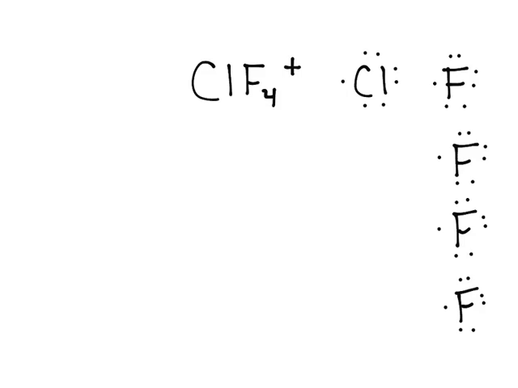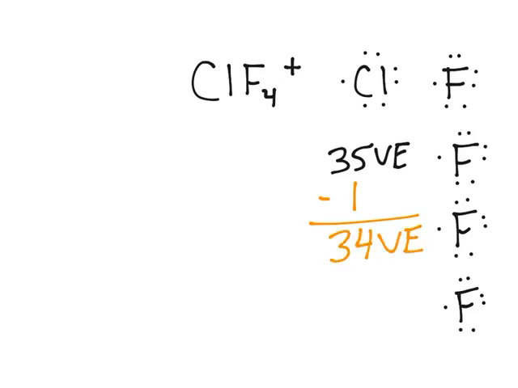Our next one is ClF4 with a 1 plus charge. So we've got another ion. Let's go ahead and get the dot structures for these. And there we've got them. All of these have 7. There's 5 of them, so that's 35 valence electrons to work with. But we've got to think about what this 1 plus charge means. This is a cation, so we've actually lost one of these electrons. So we actually only have 34 valence electrons to work with.